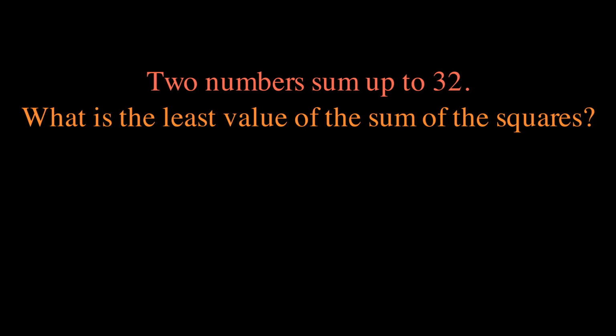Two numbers sum up to 32. What is the least value of the sum of the squares? Well, let's say our two numbers are x and y. And that means x plus y equals 32. And then the sum of the squares is x squared plus y squared, and we don't know what this is.